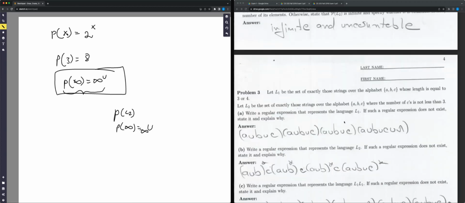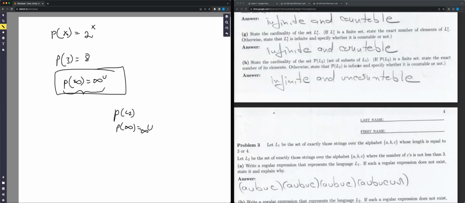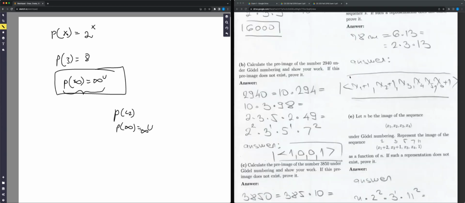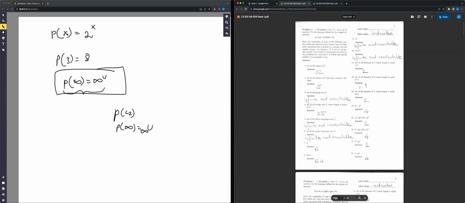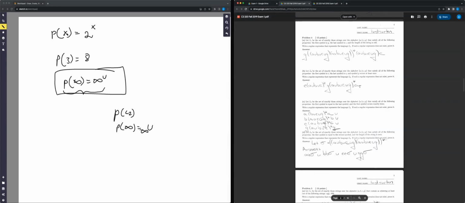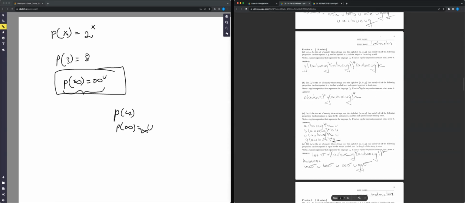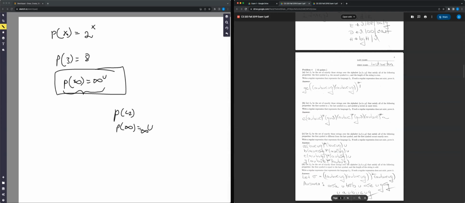So let me go to a different exam because there are better regular expression questions to follow. And then, yeah, okay, these are a lot harder than the other exam. So let's do this one.